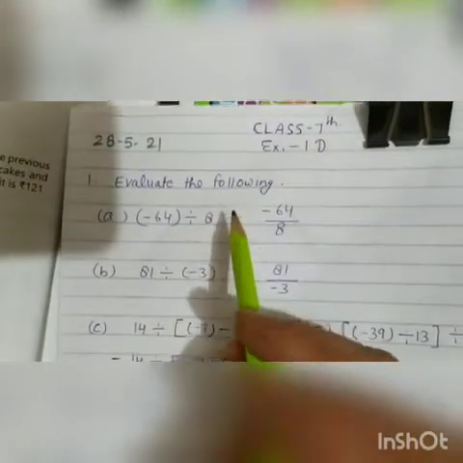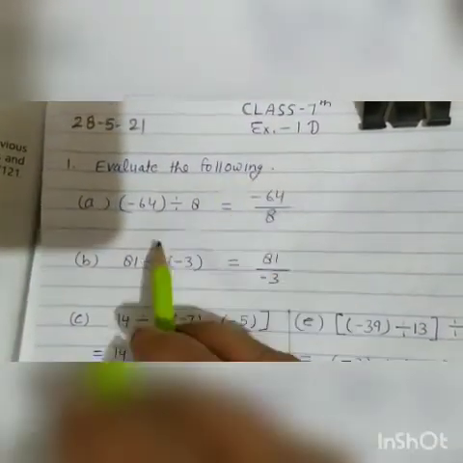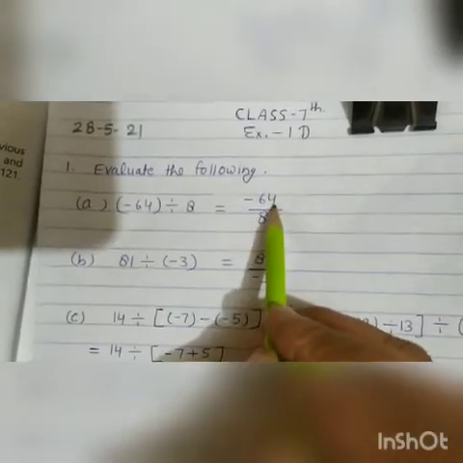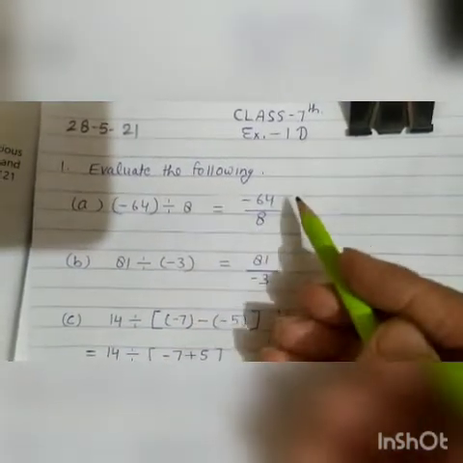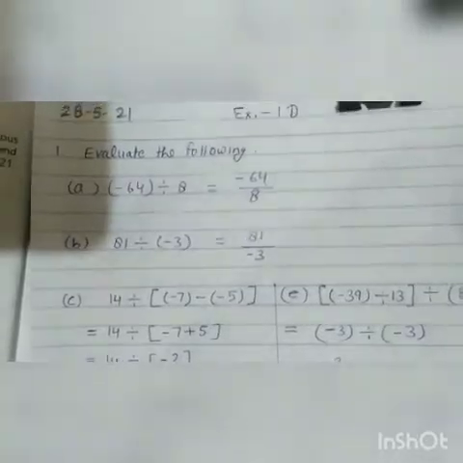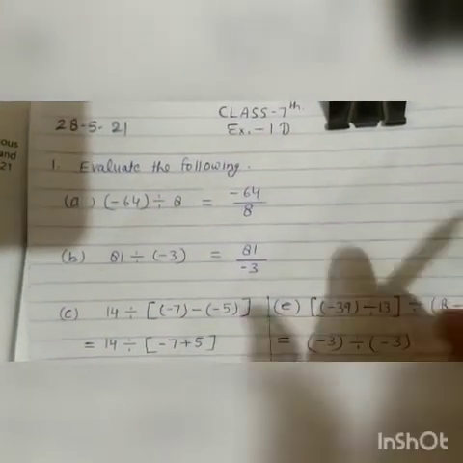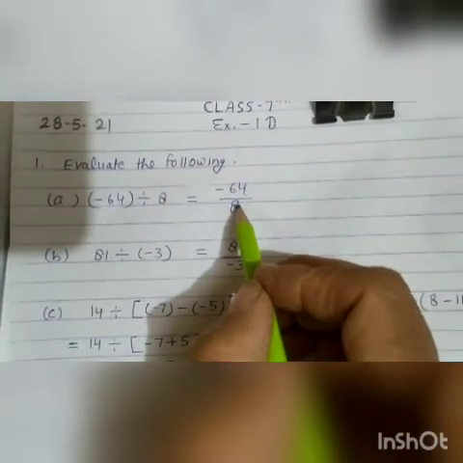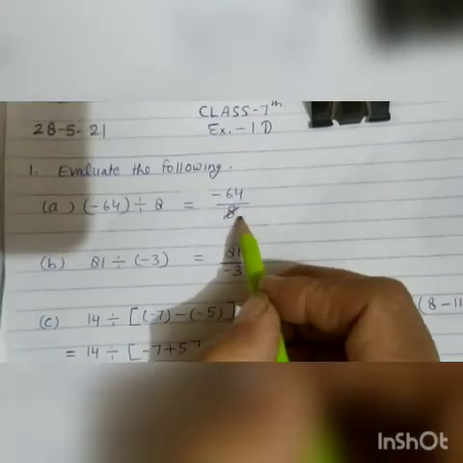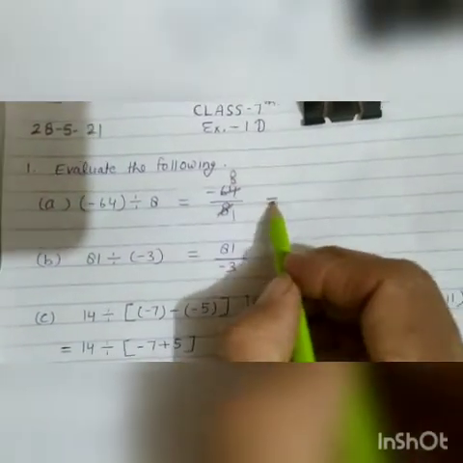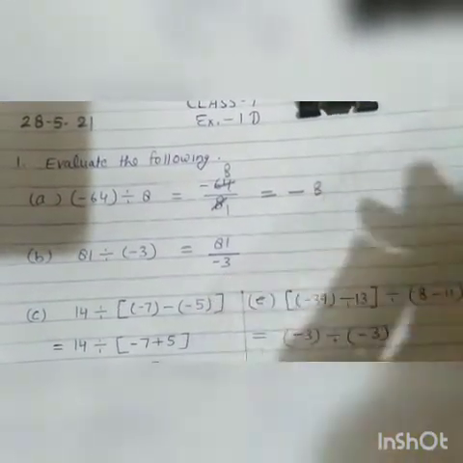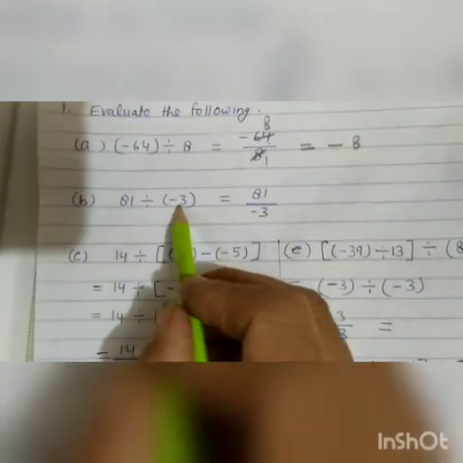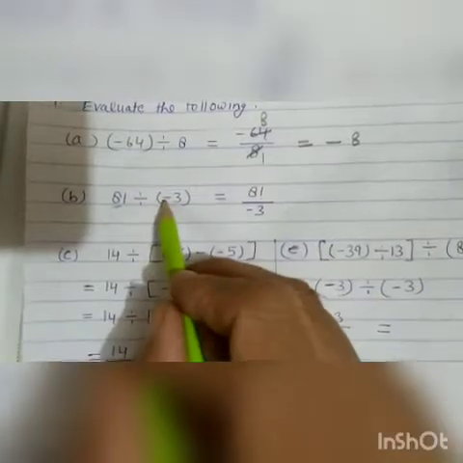First question is, evaluate the following. Minus 64 divided by 8. So minus 64 will be written in the numerator divided by this 8. Then first we will divide the whole numbers. Read the table of 8. 8 1 ja 8, 8 2 ja 16, 8 3 ja 24, 8 4 ja 32, 8 5 ja 40, 8 6 ja 48, 8 7 ja 56, 8 8 ja 64. So we will write minus 8. Answer is minus 8. Next, 81 divided by minus 3. 81 will be written in the numerator upon minus 3.